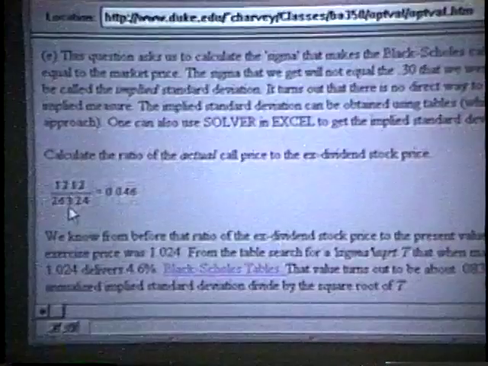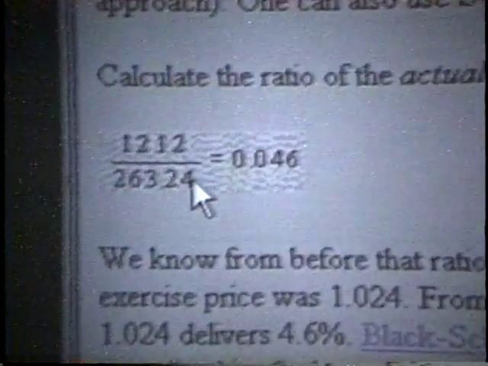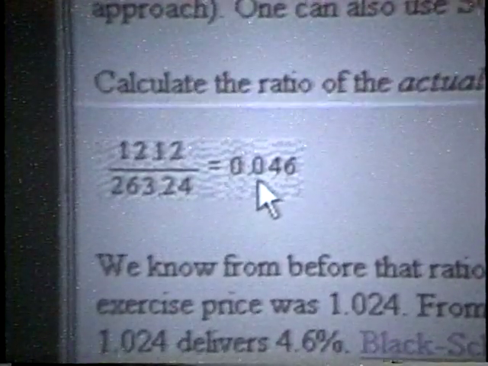So we observe the market price, or we observe $94,000. We try different sigmas to get the Black-Scholes value exactly equal to the market price. And that sigma that finally hits the market price is called the implied standard deviation. So let's do that. The steps are to calculate the actual ratio of the call price to the ex-dividend stock price. So the actual call price, 12.12 divided by 263.24. That equals 0.046.